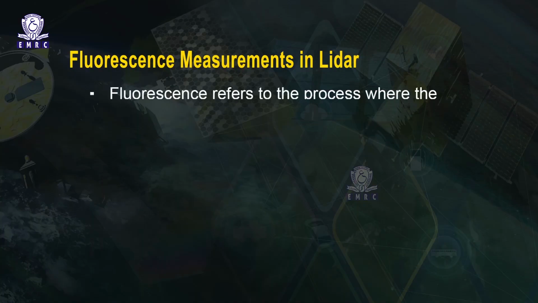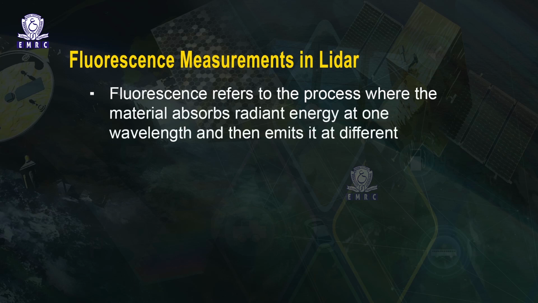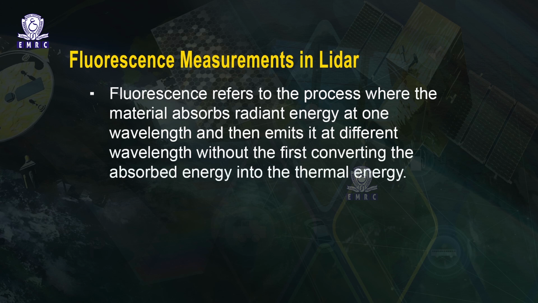Fluorescence refers to the process where a material absorbs radiant energy at one wavelength and then emits it at a different wavelength without first converting the absorbed energy into thermal energy. The wavelengths at which absorption and emission occur are specific to the particular molecules. Fluorescence data can identify and quantify the amount of plankton and pollutants in the marine environment. Leaf fluorescence can also help in identifying plant species.